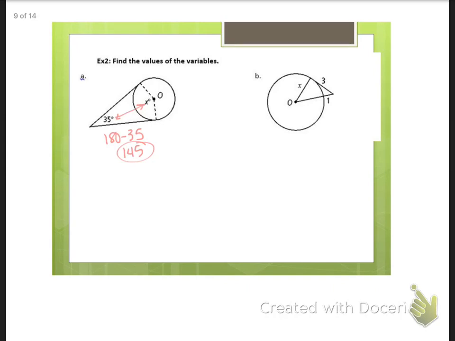Okay, this one. My radius, center to outside, represents the same thing, so it's X. Here's my tangent connected to my radius, so there's my right angle. If I redraw it, because it's easier to do, short leg, long leg, this whole thing is X plus 1. So 3 squared plus X squared equals X plus 1 squared. 3 squared is 9. I write this other one out twice.